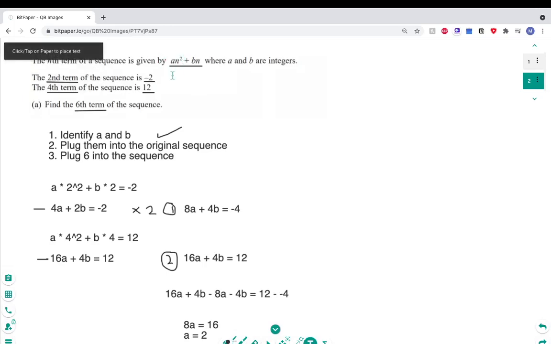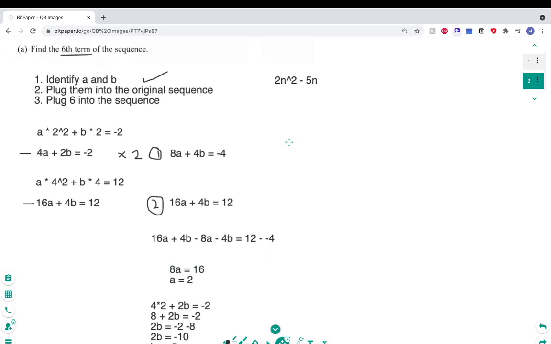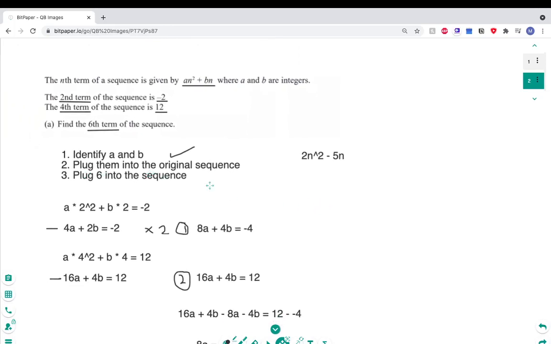The next thing we can do is we can plug that into the original sequence. So 2n squared minus 5n, because a is 2 and b is minus 5. And then we plug 6 into the sequence. So now we plug 6 in as n, so 2 times 6 squared minus 5 times 6. And that's going to give us 36 times 2 minus 30. 36 times 2 is 72. So if we subtract 30 from that, that gives us 42.